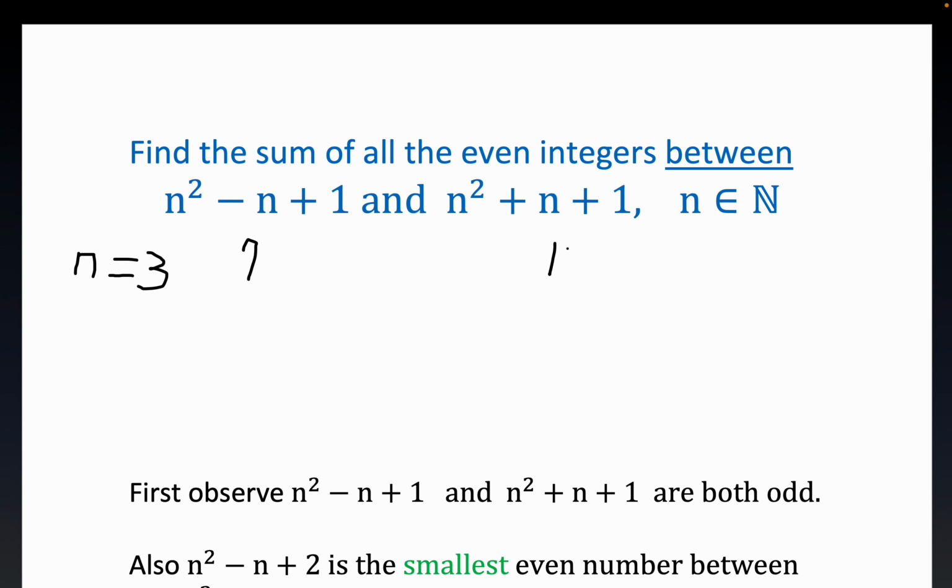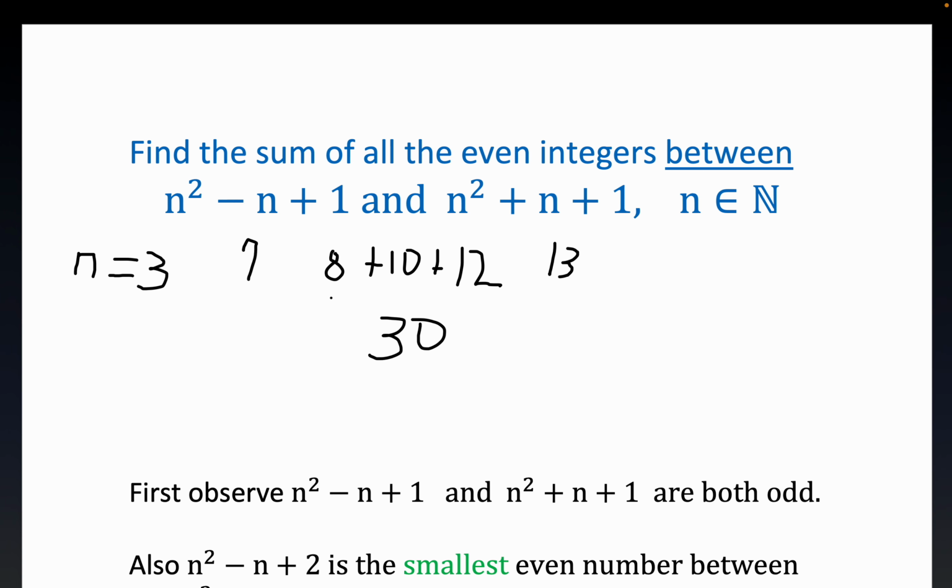So we want to sum up all the even numbers between these two odd numbers. And so those numbers would be 8, 10 and 12, between 7 and 13, right? So it's a sum. Now what does that equal to, folks? When you sum that up, you get what? 8 plus 10 plus 12, you get 30, right? So 30 is the sum.